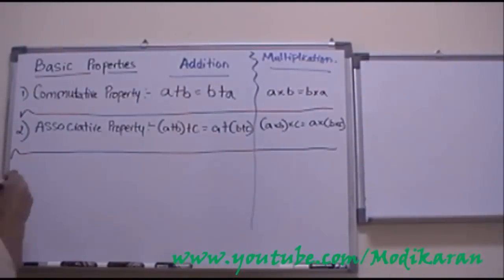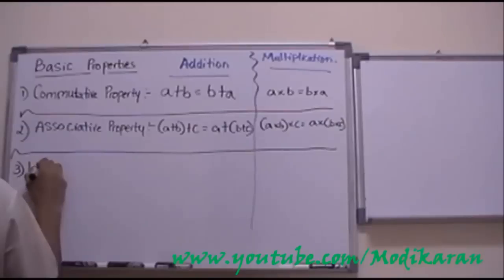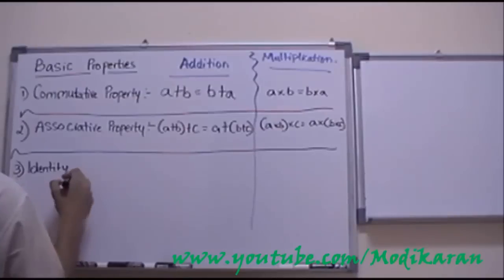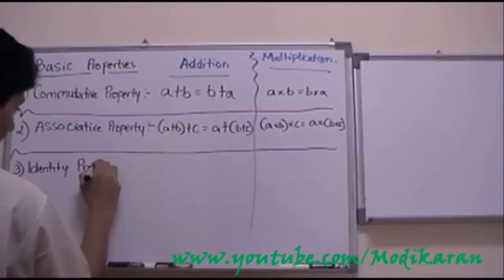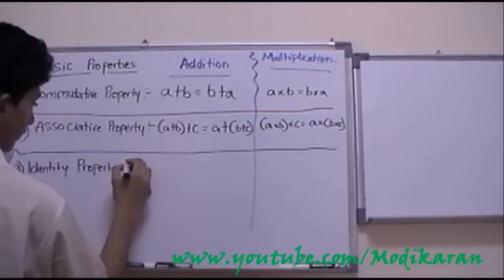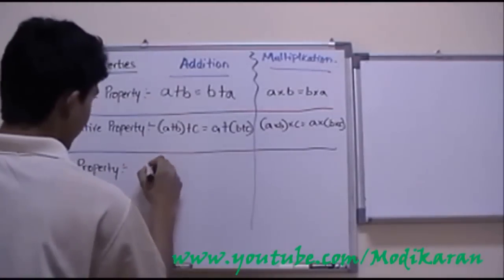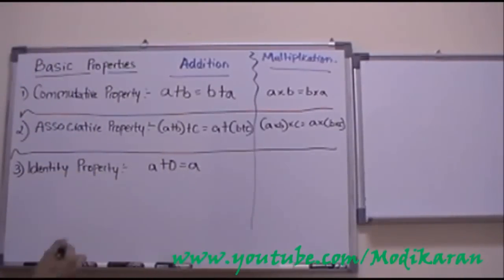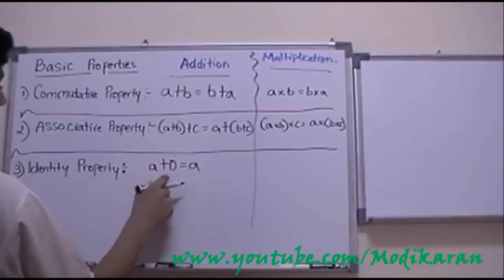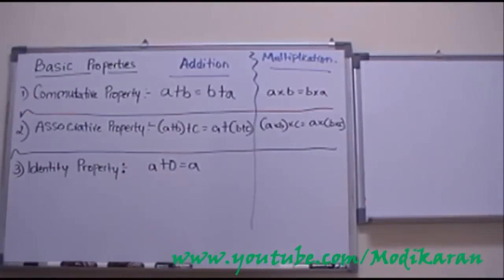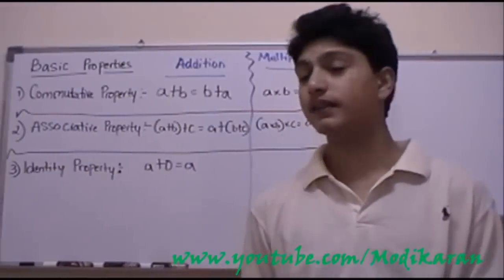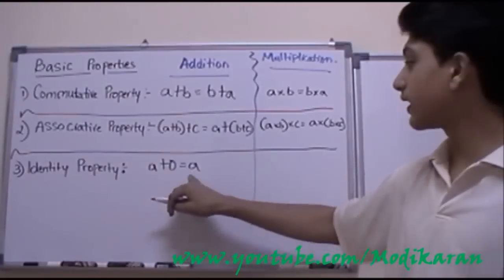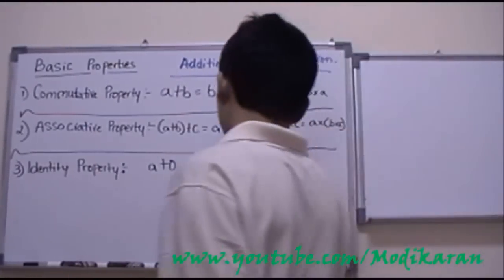The third property is basically known to be the identity property. And personally, I feel that this is the easiest one to understand. When I learned this, I thought this was the easiest one to learn. So it basically says A plus 0 is equal to A. What it means is that whatever number you take, you add it to 0, all you do is get back the number you put into the equation.